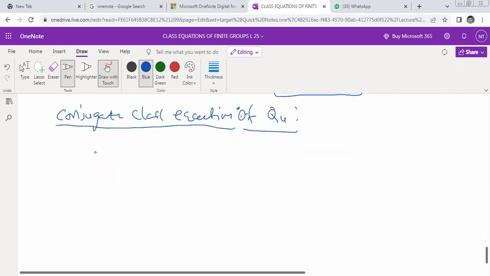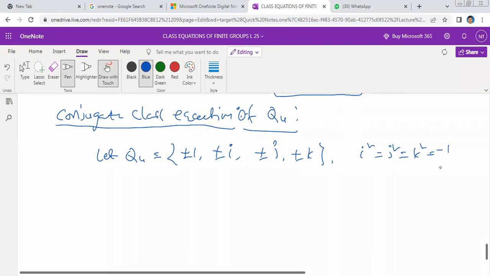How many elements are there here? Q4 is equal to plus or minus 1, plus or minus I, plus or minus J, plus or minus K, where there are 8 elements. I square is equal to J square is equal to K square is equal to minus 1. We know that I dot J is equal to K. I dot J is equal to K, but J dot I is equal to minus K.